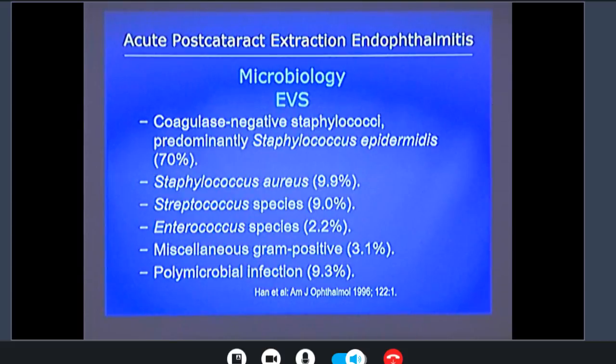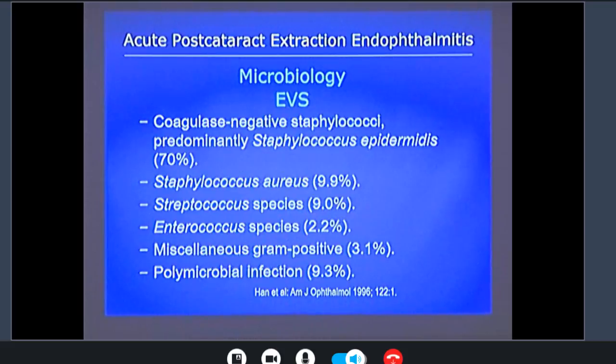When I give the lecture on post-traumatic endophthalmitis, the microbiology of post-traumatic endophthalmitis is different. How? Post-traumatic endophthalmitis has less coagulase negative staphylococci, about 25%. Based on our publication and based on previous publication. So in traumatic endophthalmitis, you have less bacteria which is less virulent. Is that clear? Now, Streptococcus species are much more in traumatic endophthalmitis compared to post-cataract endophthalmitis, up to 25%. So in traumatic endophthalmitis, you have more virulent bacteria.